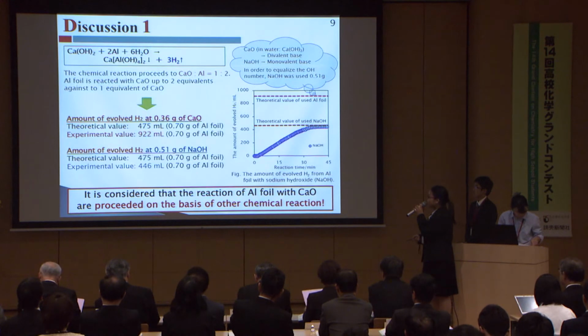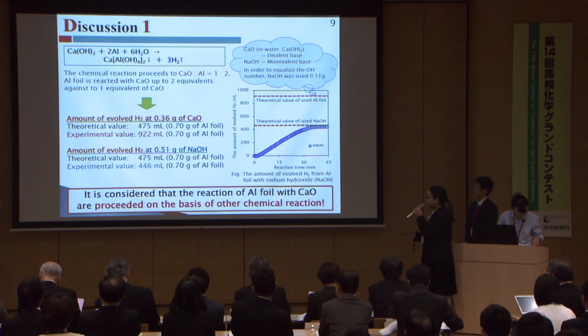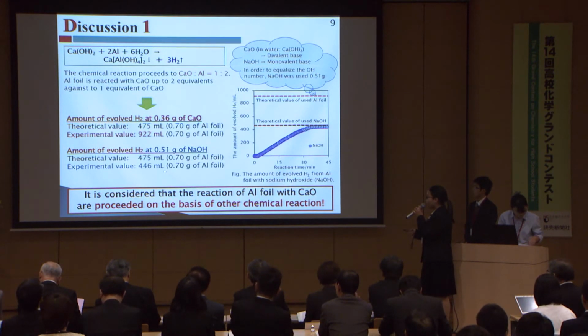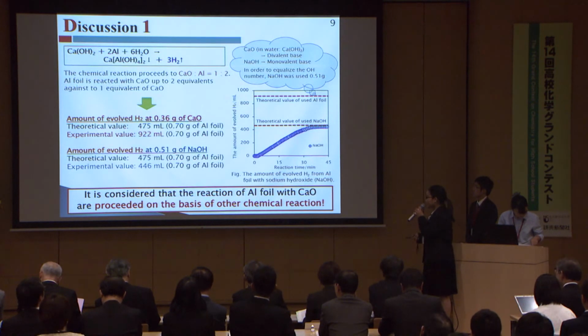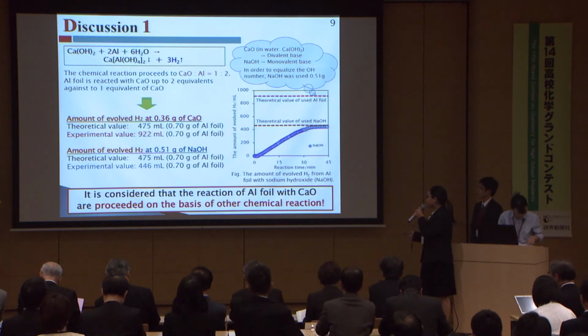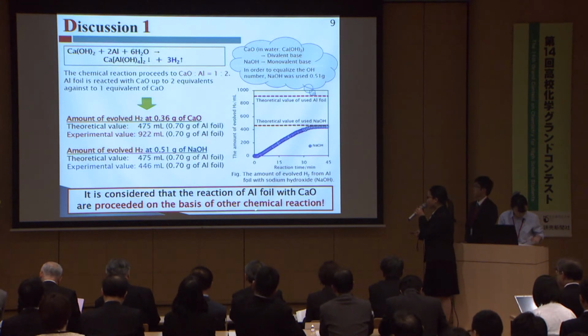Then, to compare with the base solution, we examined NaOH. In this case, the amount of evolved H2 was 446 milliliters at 0.7 grams. It is almost the same amount as the theoretical value. Therefore, it is considered that the reaction of aluminum foil with CaO proceeds on the basis of another chemical reaction.